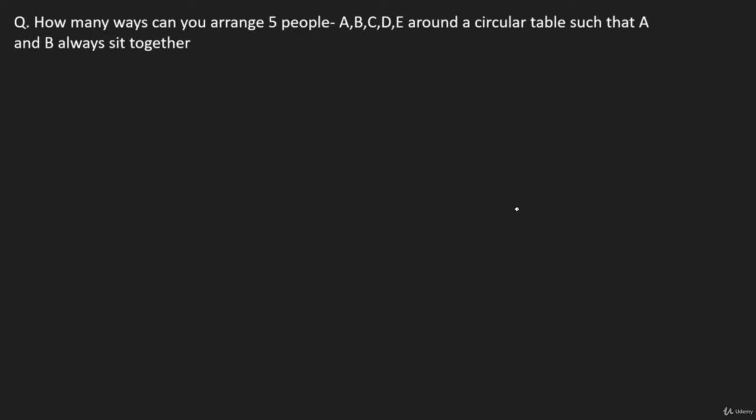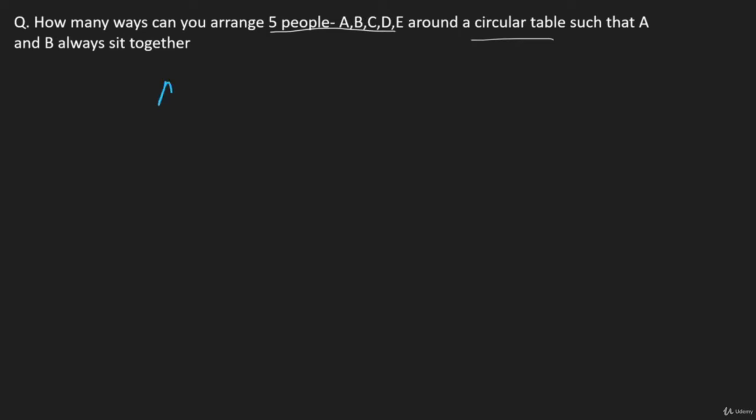In how many ways can you arrange 5 people around a circular table such that A and B always sit together? Alright, pause the video, give it a try, and then let's do it together. Alright, we're back. I hope you have given it a try.